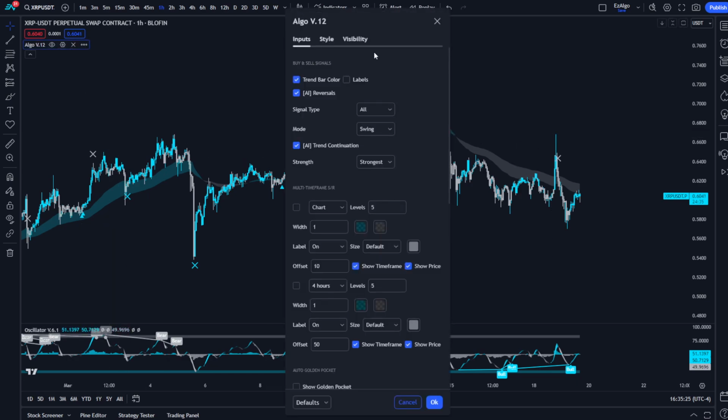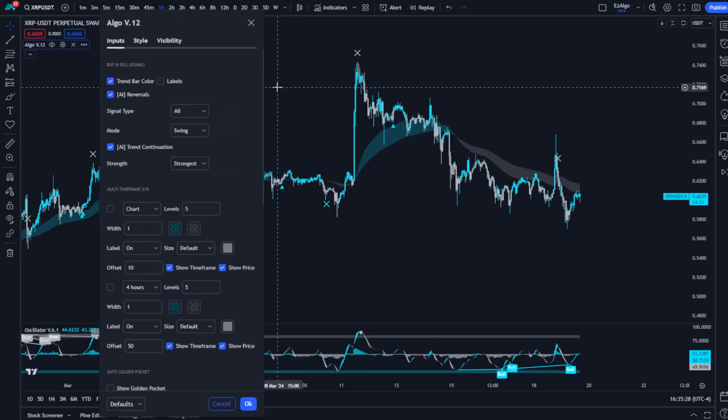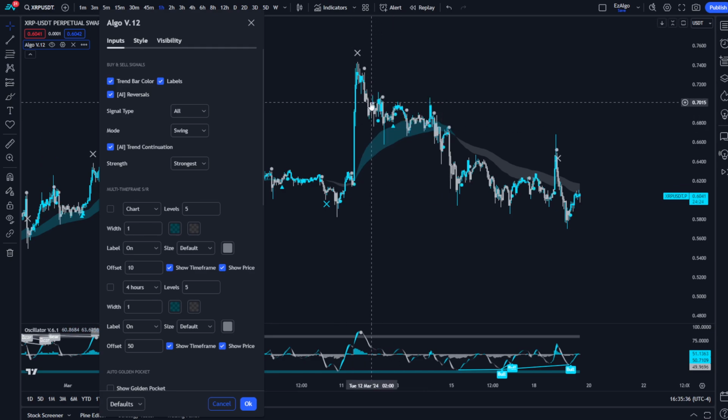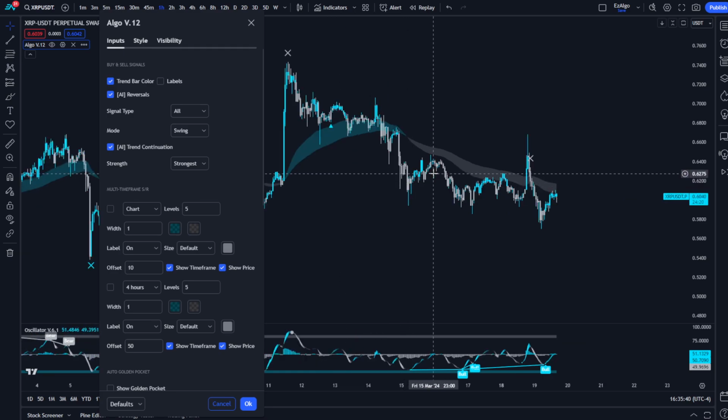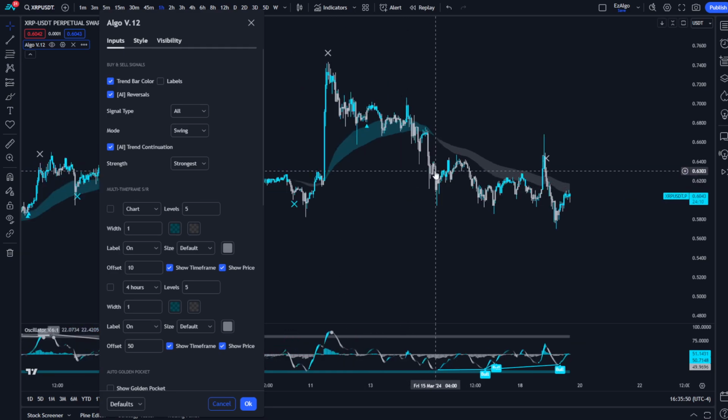So let's jump into the settings here on EzAlgo V12, and you'll notice that the old buy and sell signals have been condensed into this trend bar color. So if you want the old signals, you can simply toggle on the labels right here, and you can get the old signals. By default, these will be off and you'll have the trend bar color. So in the previous update, this was a default for the buy and sell signals.